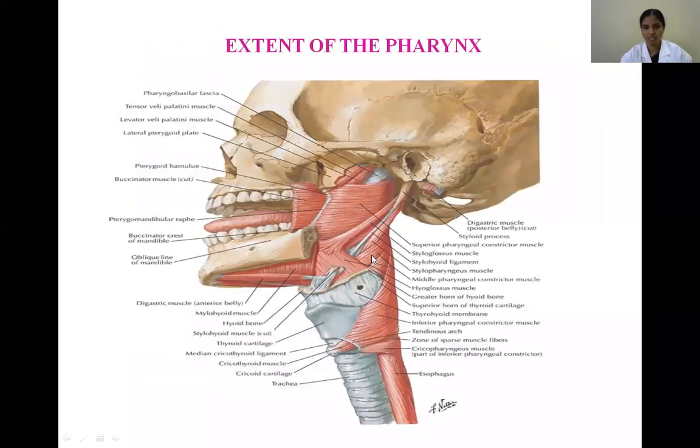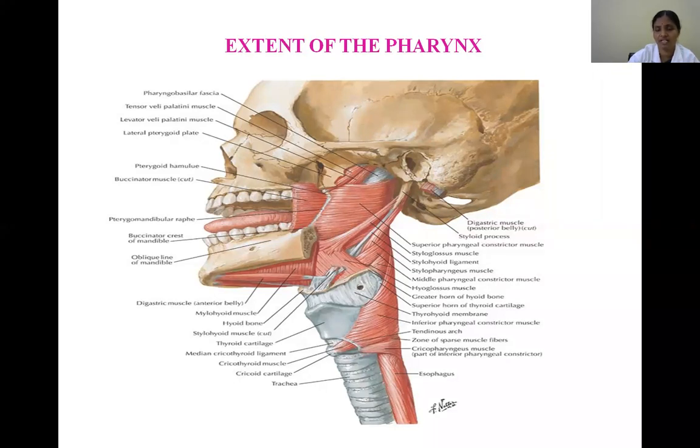Now coming to the extent of the pharynx. Here you see, we can see all these muscles. The most outer aspect, these are the constrictor muscles. As I told previously, the muscular layer of the pharynx is made up of inner longitudinal and outer circular. These are the circular muscles. This is the superior constrictor, this is the middle constrictor, and this is the inferior constrictor. This is a muscular tube, and these muscles are surrounded by a fascia.